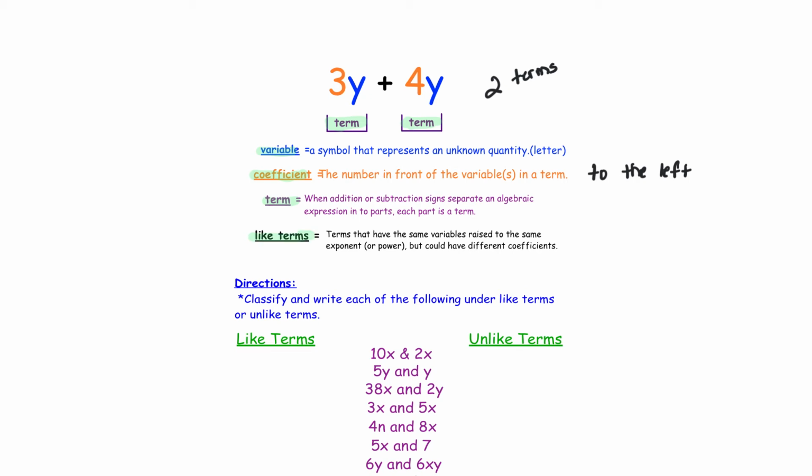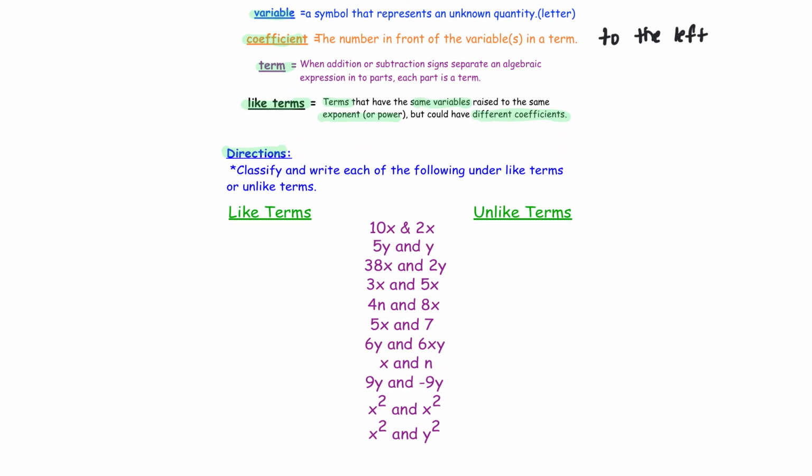When terms are like terms, they are terms that have the same variables raised to the same exponent or power, but could have different coefficients. So keep that in mind. Let's try our first exercise. Directions. Classify and write each of the following under like terms or unlike terms. Simply what I'm going to have you do is just draw an arrow. So let's do some of these and look at the first one. I'll do the first two together and then you try the rest by yourselves.